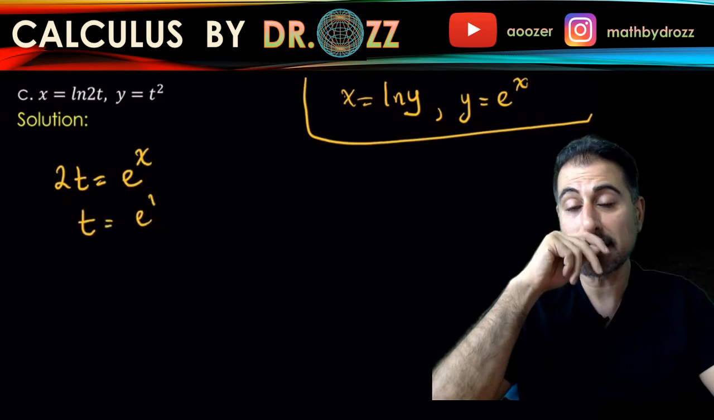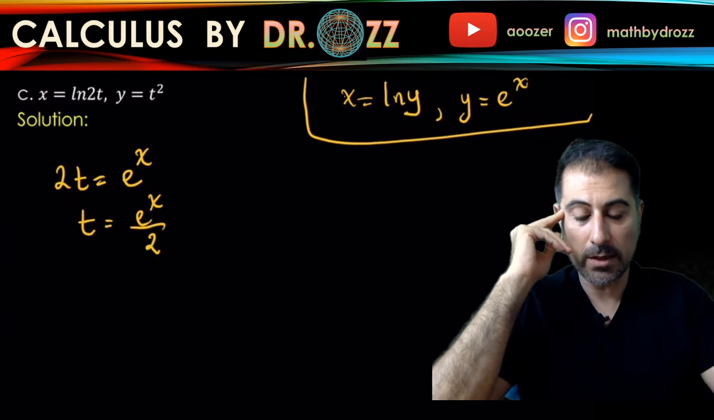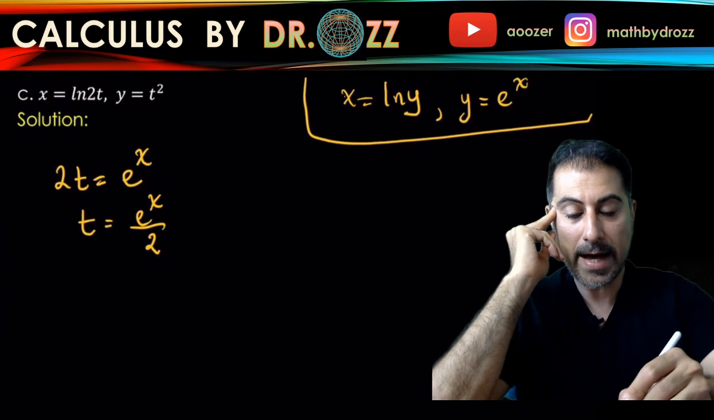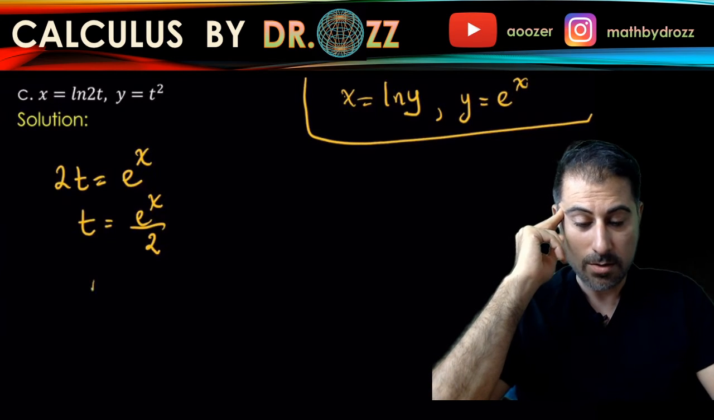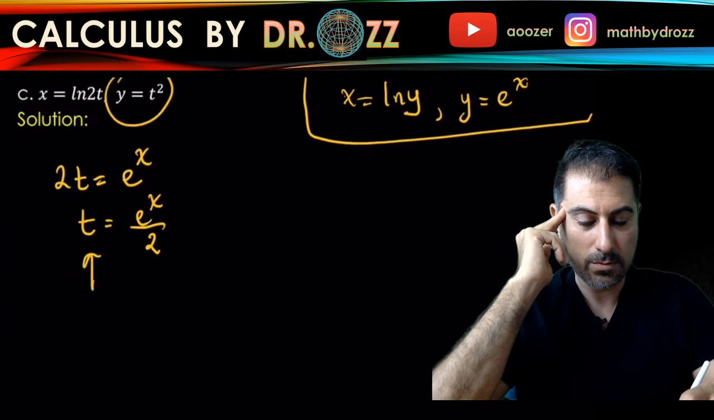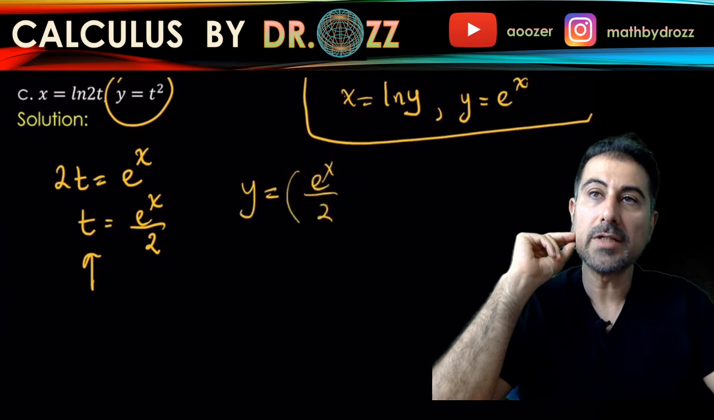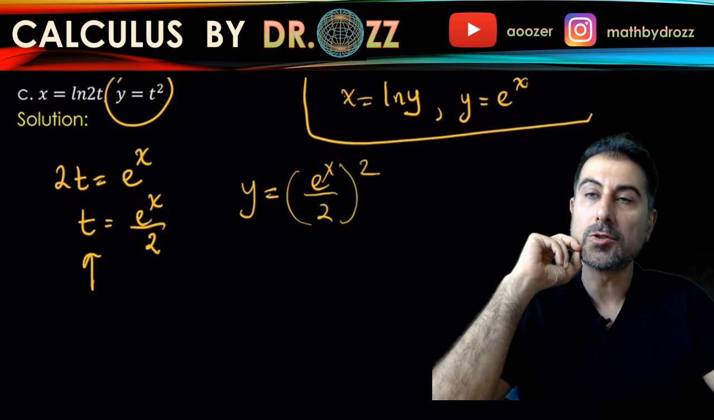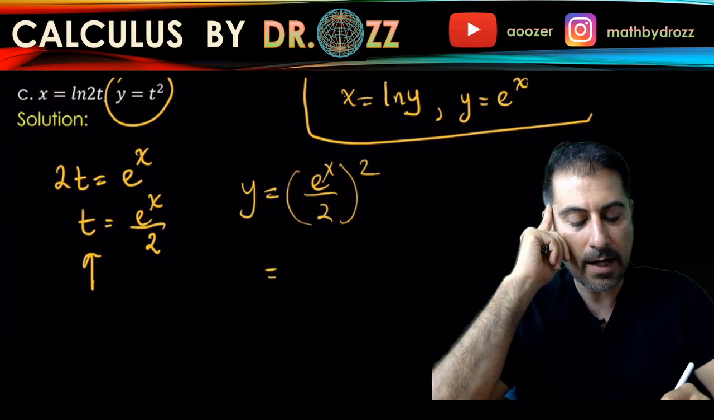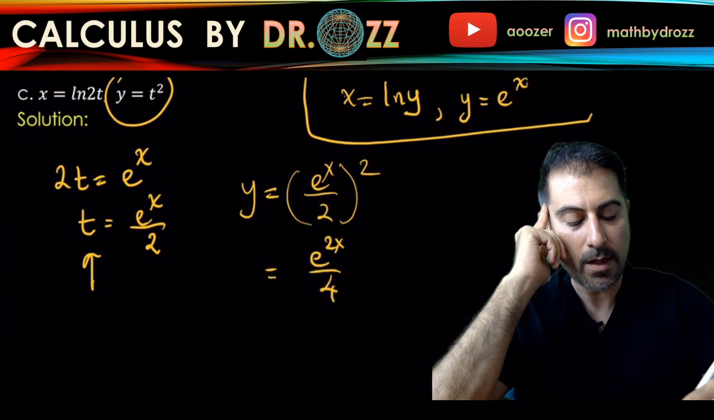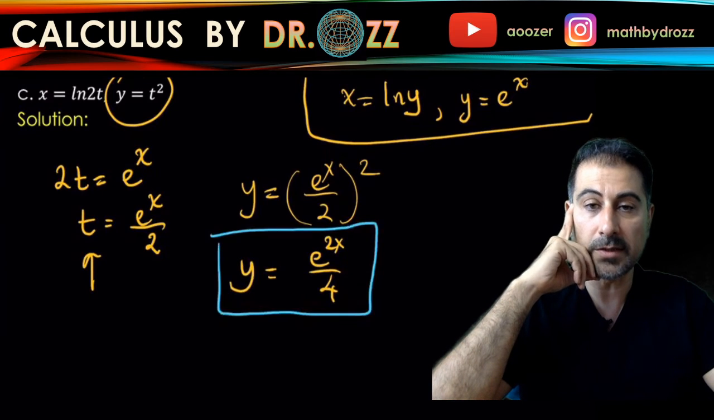And again, our task is to eliminate t from the xy description here. So I'm going to plug this t back into the y equation. Okay, so let's do that. So we have y equals e to the x over 2 squared, right? So what is that? Well, e to the 2x divided by 4, okay? And this is the rectangular equation form of the parametric representation here.